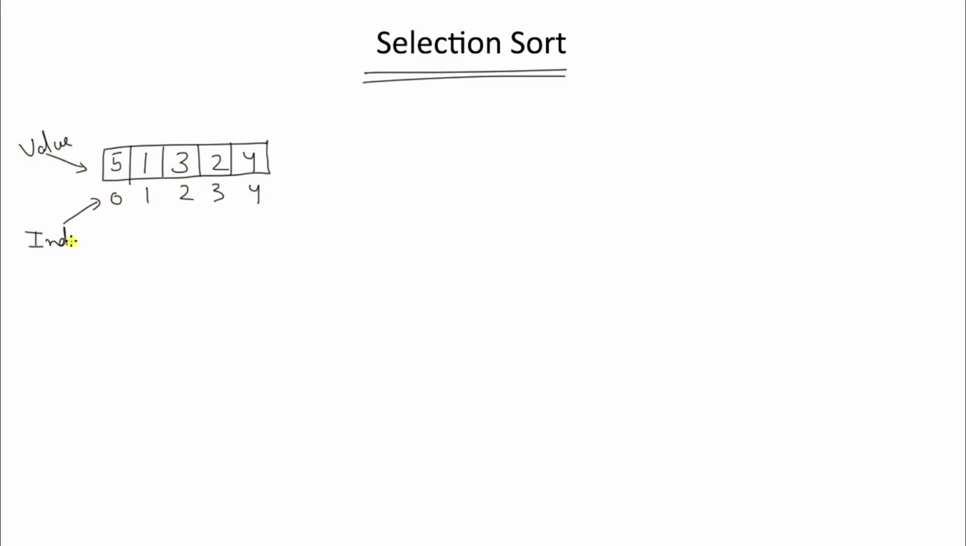So let's get started. Selection sort is a very basic algorithm for sorting. There are a few basic algorithms, and this is one of them. So let's create an array. As you can see, this is your array. Let's call it ARR, and these are the values 5, 1, 3, 2, 4, and these are the indexes. This is the array you want to sort with the selection sort algorithm.